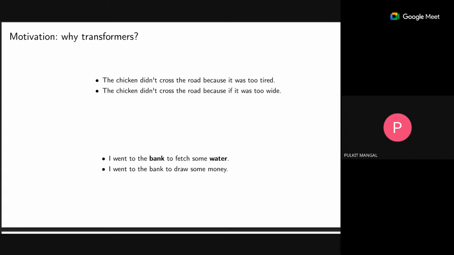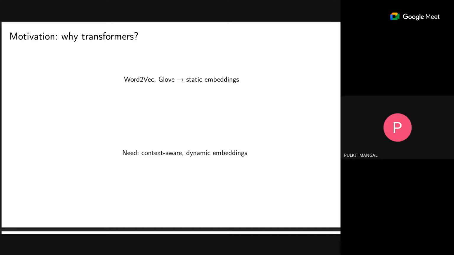In that case, if we have the same word, then the embedding will remain the same for it. No matter in which context it appears, the embedding for the word will remain the same throughout the training process. It won't change. But in general, we see that the meaning of a word can change depending upon how it's used in that sentence. So we want a contextual aware representation and contextual embeddings.